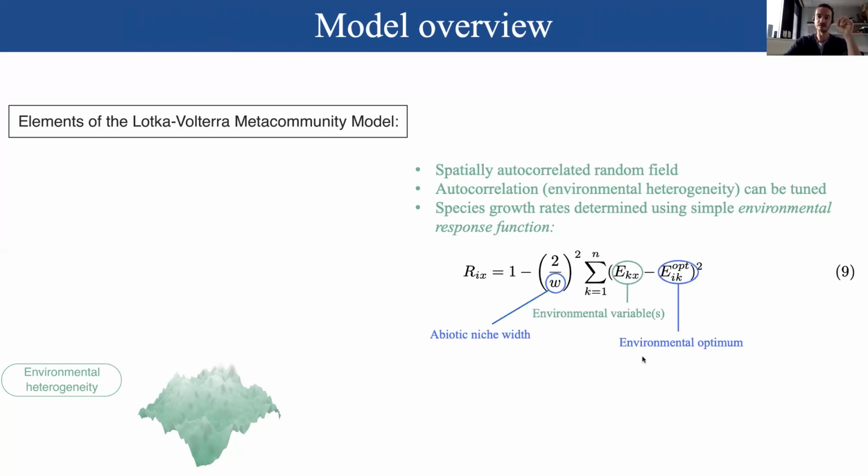From this abiotic distribution, we then define a species distribution in intrinsic growth rates using a simple quadratic environmental response function. I'm not going to go into details about this function. We can do that at the end if you want. I'm just going to note that we have this parameter W, which controls the abiotic niche width, and we keep this abiotic niche width fixed for all species in the metacommunity. It varies between metacommunities, but we assume neutrality with respect to the niche width.